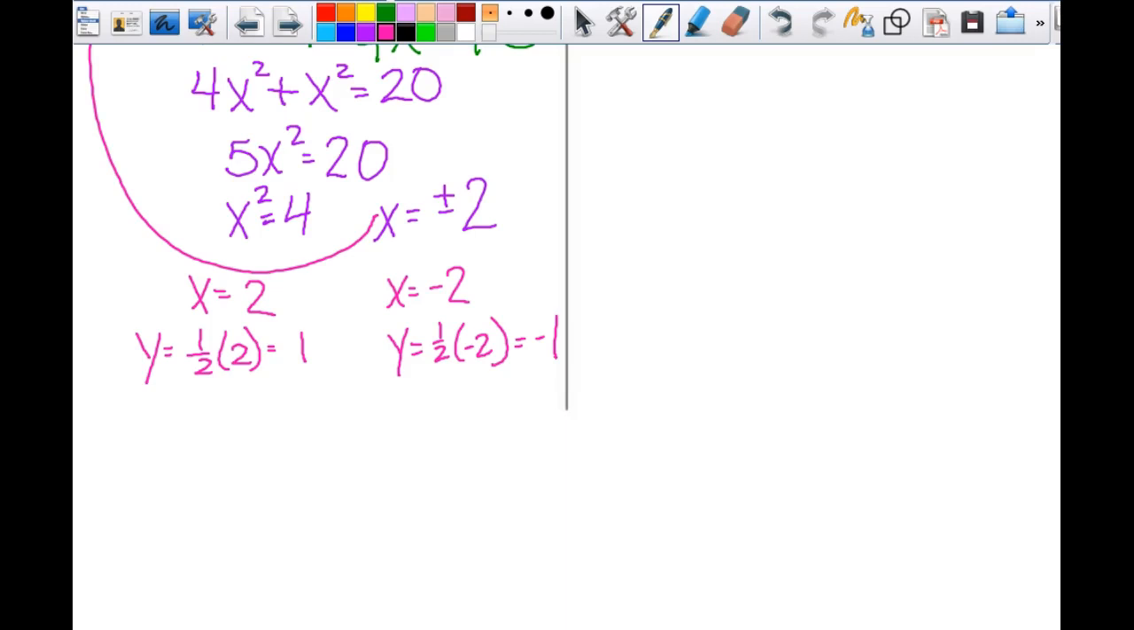No. Well, I'm looking for points, right? How do I write points? Ordered pairs, right? So this would be (2, 1), and this would be (-2, -1). So would this line be secant, tangent, or neither? Secant. I have 2 points of intersection, so this is a secant line.